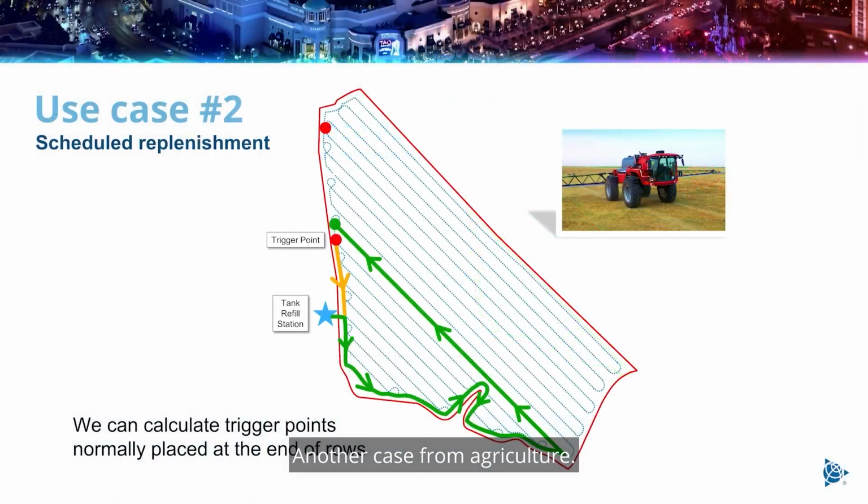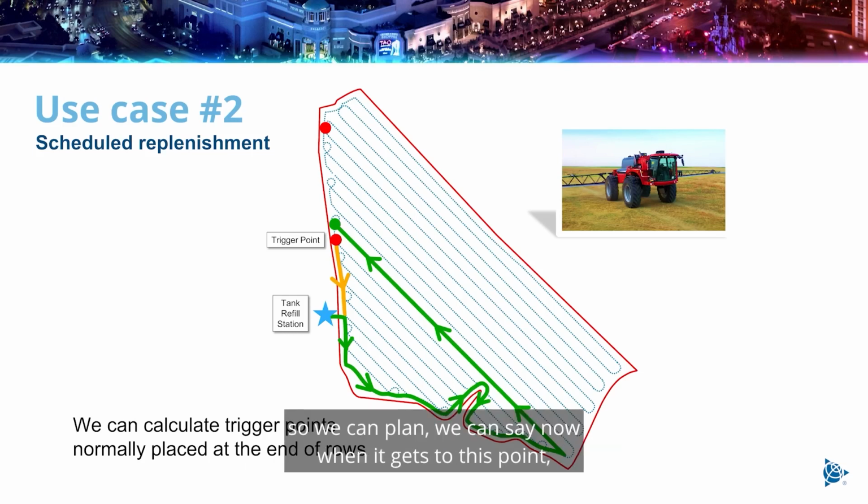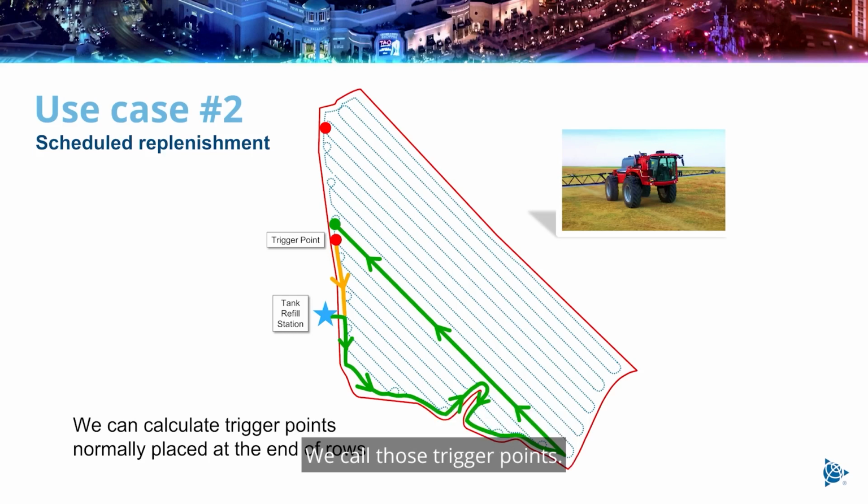Another case from agriculture. Let's say we have the sprayer. It has a tank full of some liquid, some fertilizer, and it's being sprayed at a certain rate on the crops. We know what that rate is, and we know how fast the vehicle goes. So we can plan. We can say, when it gets to this point, it will very likely run out of liquid and it needs to go refill. So we can compute those red dots that are shown there. We call those trigger points. When it reaches those trigger points, find a way to that blue star that's the refill station. So again, follow the headland, but then find a way back to where you left off. And that's the green path going to that green dot where it resumes its coverage.